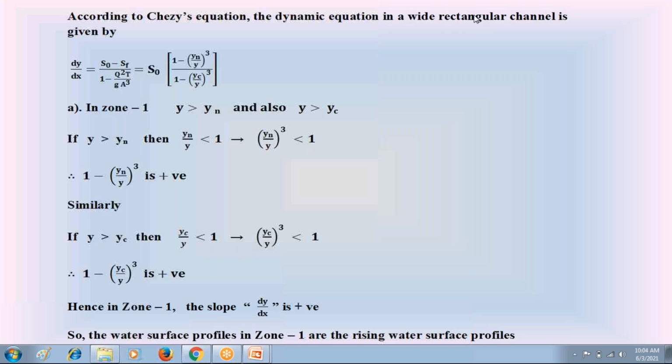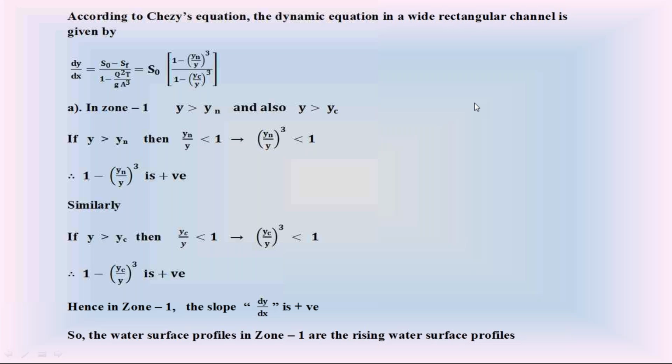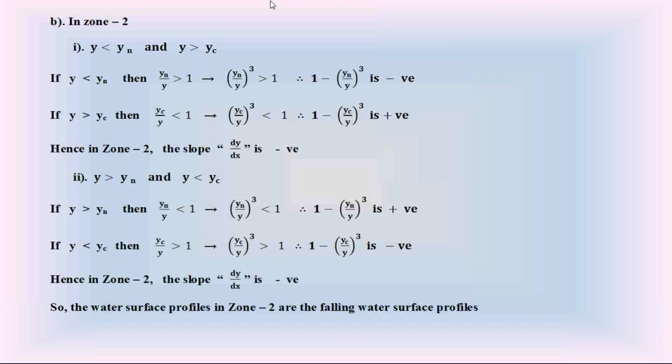Okay. Coming to the zone 2 calculation of dy by dx. This is very important. Please listen carefully. Determination of dy by dx in zone 2. We know that in zone 2, the depth of flow y is in between the normal depth and the critical depth. That is a very important place. That "in between" is very important.